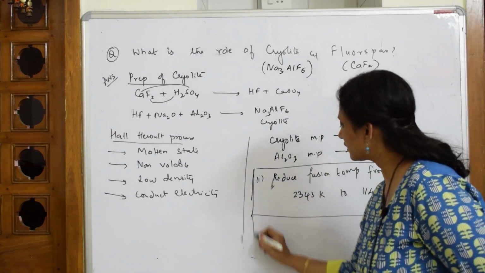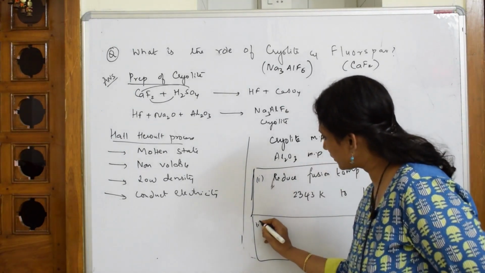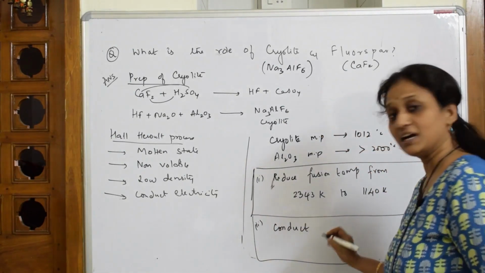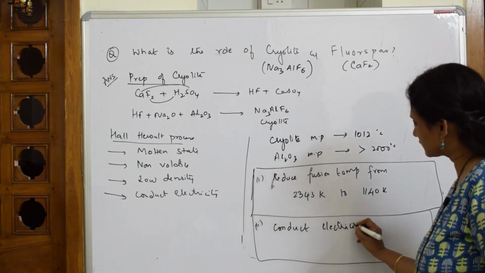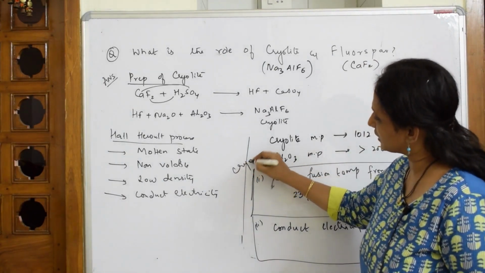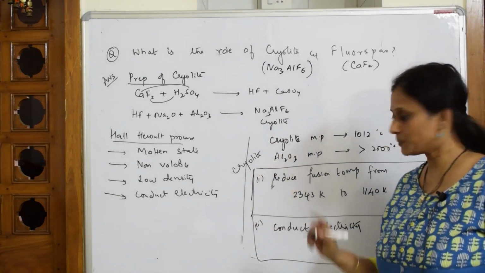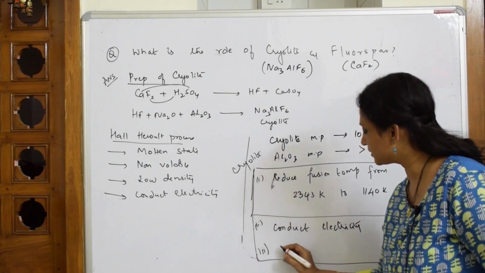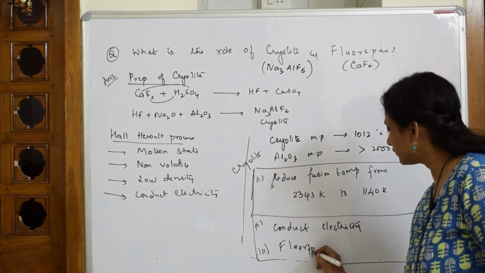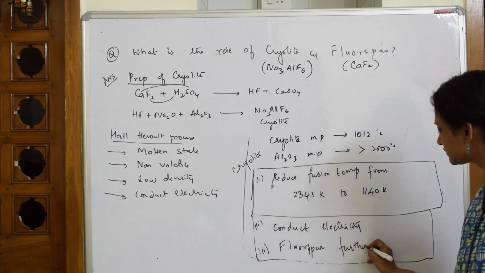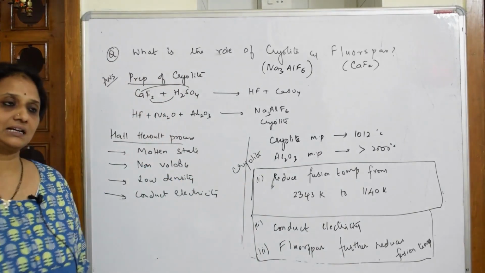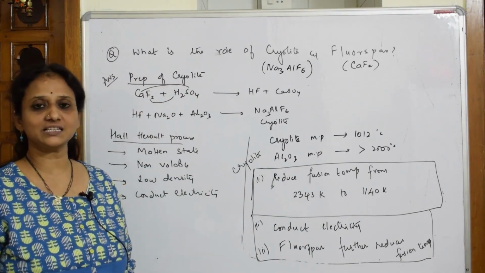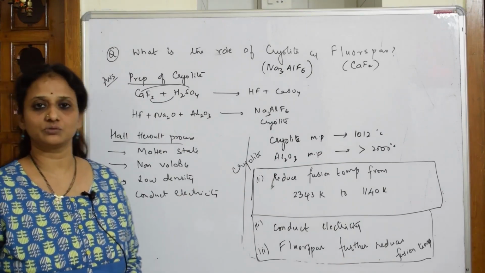The second important function is that it will conduct electricity. We've already seen, isn't it? I've shown the cell reactions in the Hall-Héroult process. Please observe. So it conducts electricity. This is also one of the important functions of cryolite, if they ask you. Now, what is the use of feldspar? Feldspar also further reduces the fusion temperature. So these are the two important applications: reducing the fusion temperature so that the metal doesn't melt, and conducting electricity in the cell so that there is exchange of electrons between the anode and the cathode.